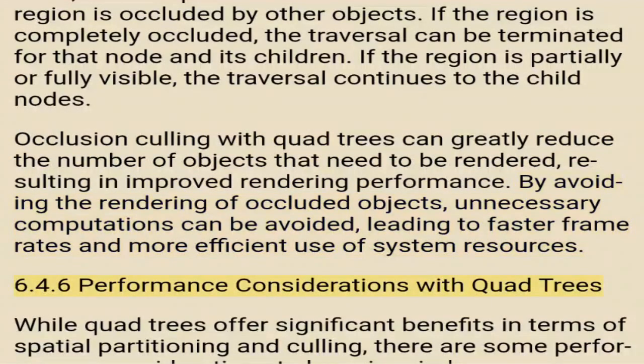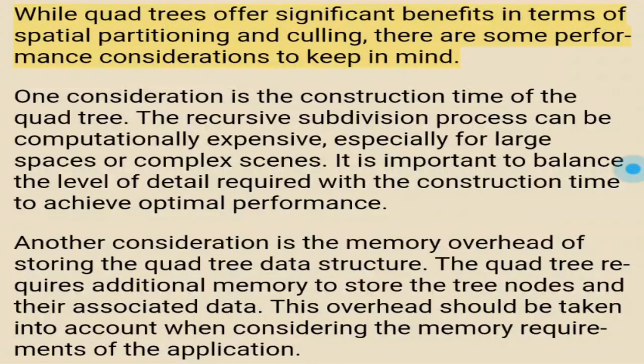6.4.6 Performance considerations with quad trees. While quad trees offer significant benefits in terms of spatial partitioning and culling, there are some performance considerations to keep in mind. One consideration is the construction time of the quad tree. The recursive subdivision process can be computationally expensive, especially for large spaces or complex scenes. It is important to balance the level of detail required with the construction time to achieve optimal performance.